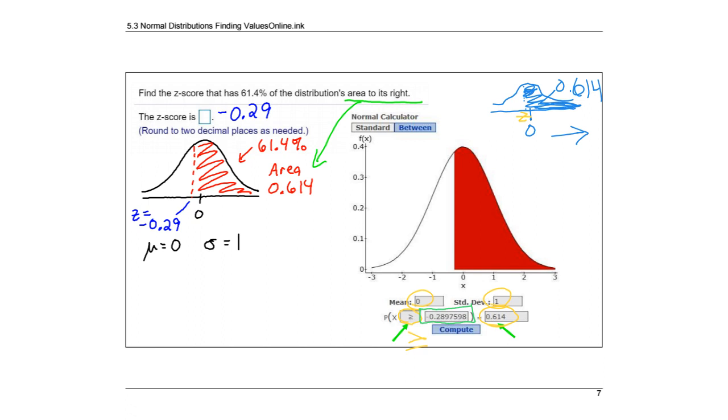And so in this case, that z is going to be negative 0.29. Okay. We know that it's negative because we have 61%. That's more than 50. So that means that 50% was all taken care of on this side. I need to go just a little bit more over here to get up to the 61%.